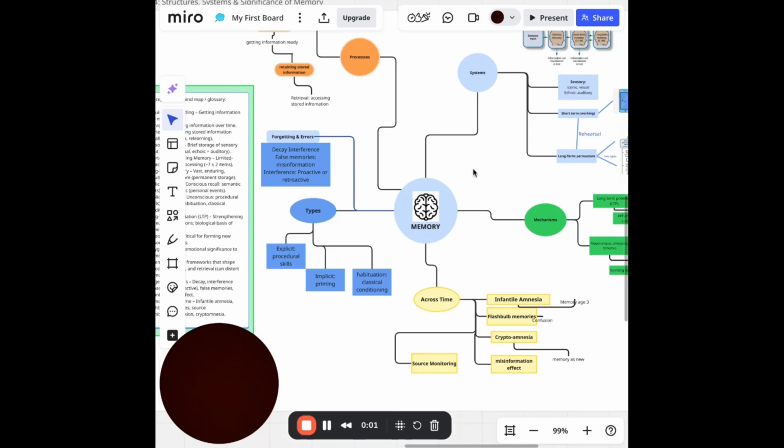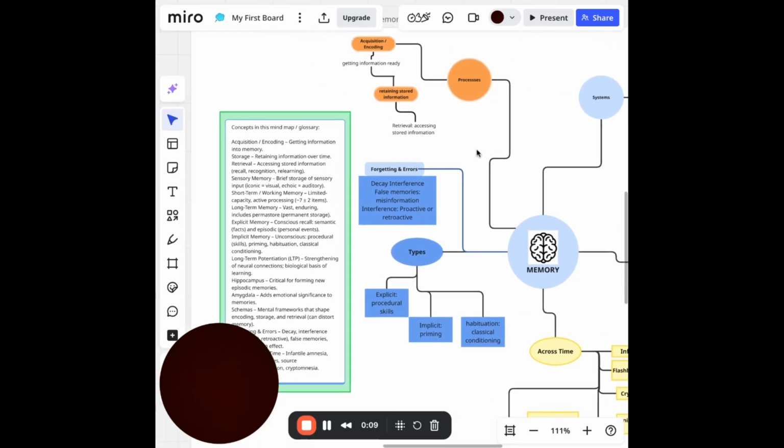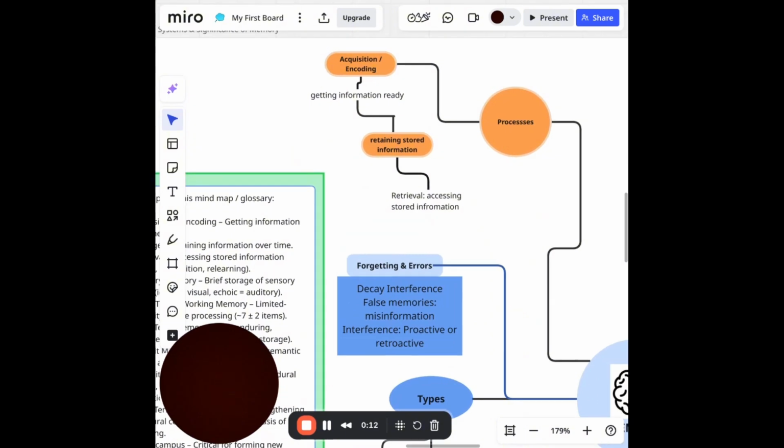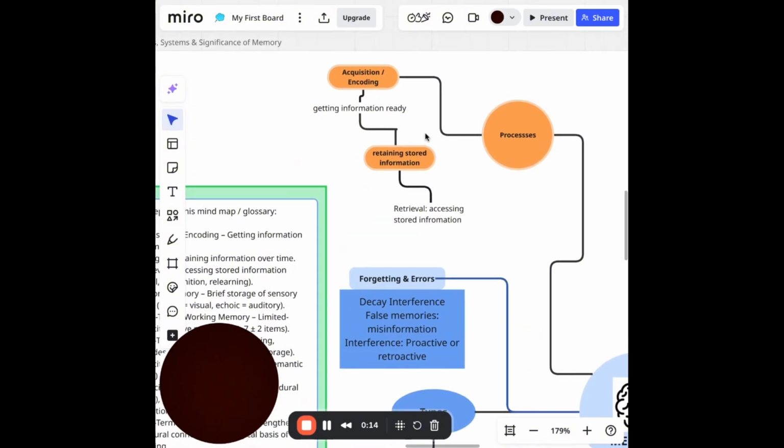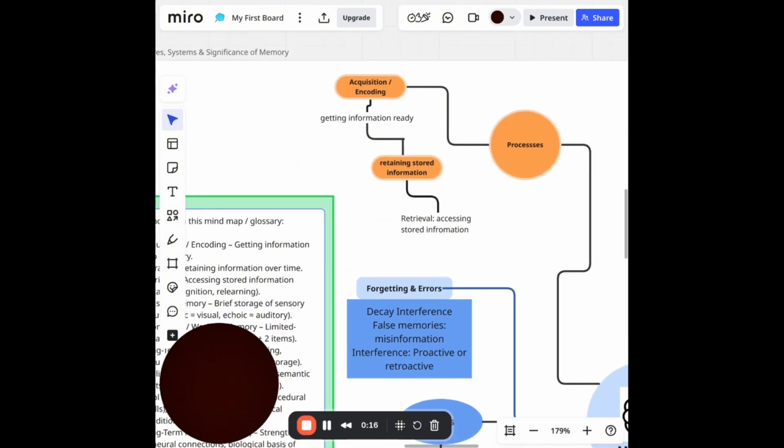So this mind map outlines the structures, processes, and significance of memory, showing how information is acquired, stored, and retrieved, and sometimes distorted across time. So let's begin with the processes of memory, which involve acquisition or encoding, which is getting that information ready for our memory. This is followed by storage, the retention of that information over time, and finally its retrieval, allowing us to access that stored knowledge. These processes form the foundation of all memory functions.